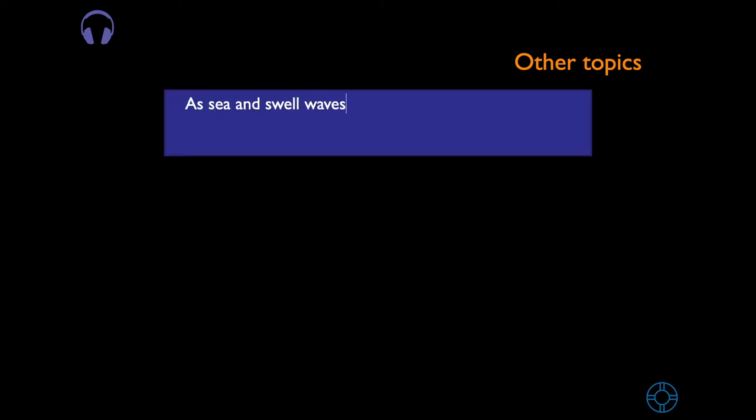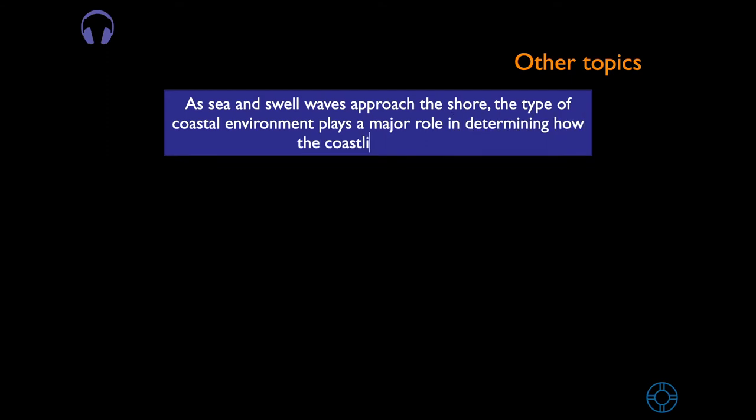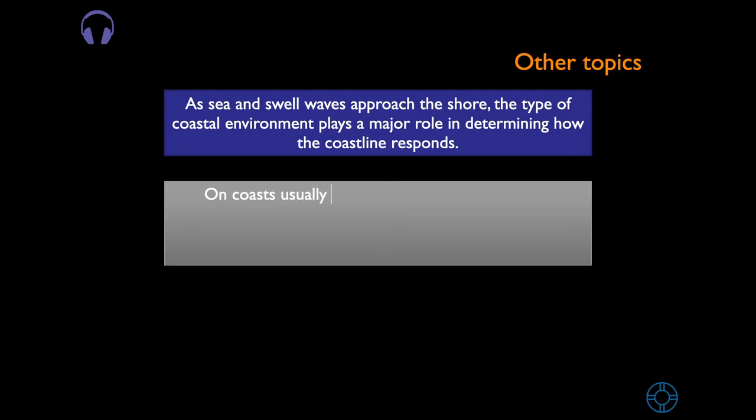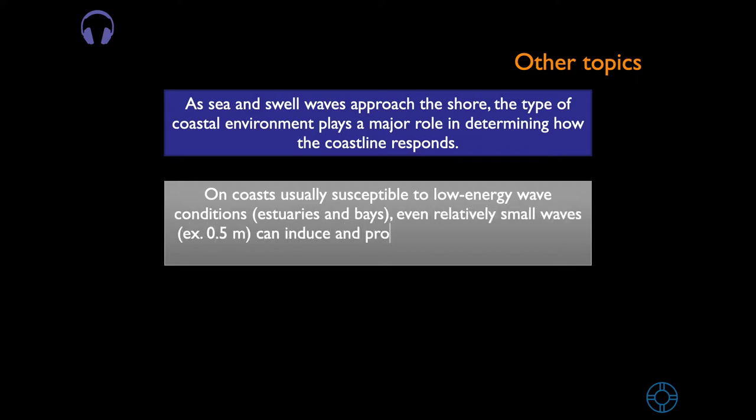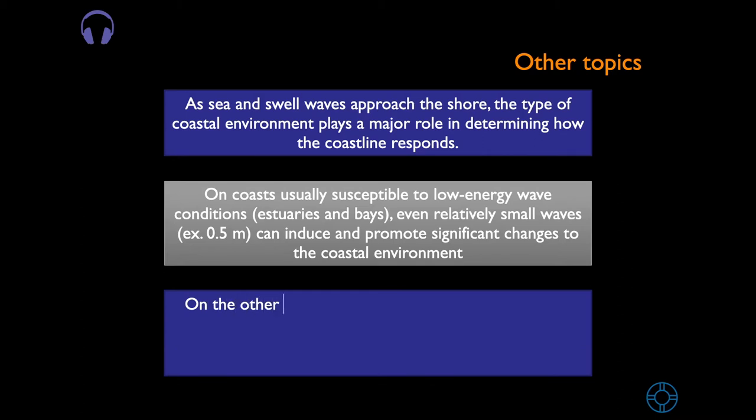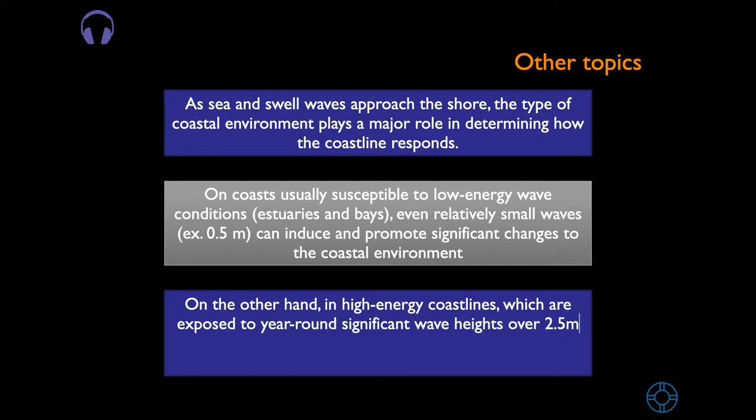As sea and swell waves approach the shore, the type of coastal environment plays a major role in determining how the coastline responds. On coasts usually susceptible to low energy wave conditions, like estuaries and bays, even relatively small waves, for example 0.5 meters, can induce and promote significant changes to the coastal environment. On the other hand, in high-energy coastlines, which are exposed to year-round significant wave heights over 2.5 meters, waves that can induce significant changes in an estuary have negligible impacts.